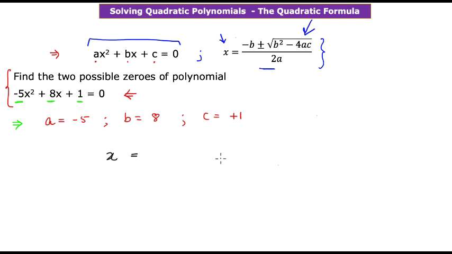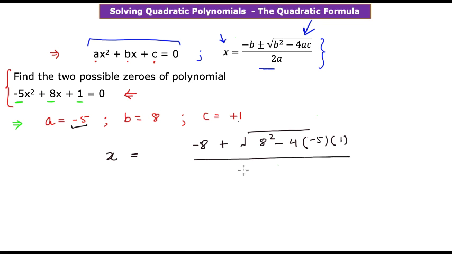So the first one would be x equals negative b, which is negative 8. Right? Because b is positive and negative b will become negative 8, plus the square root of b squared, which is 8 squared, minus 4 times a, which is negative 5, that will be negative 5 times c, that will be plus 1. So it is 1 divided by twice of the a, which is negative 5.